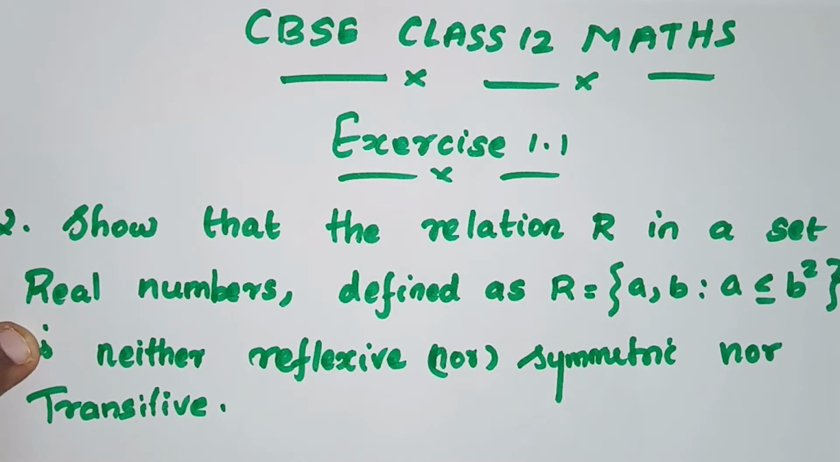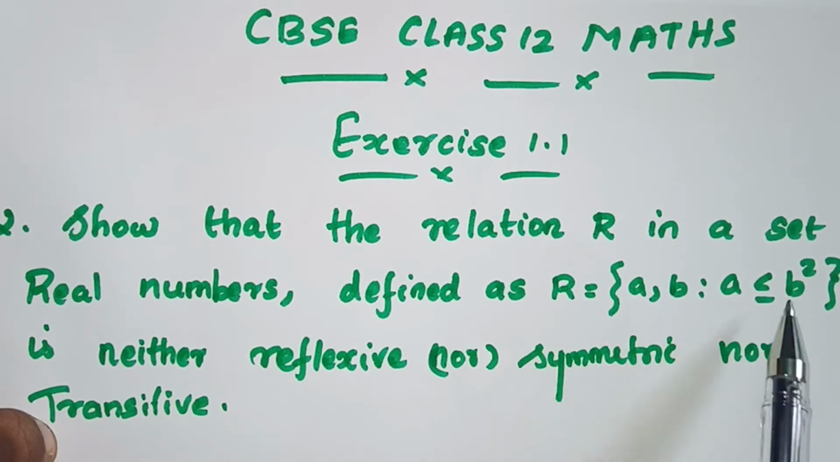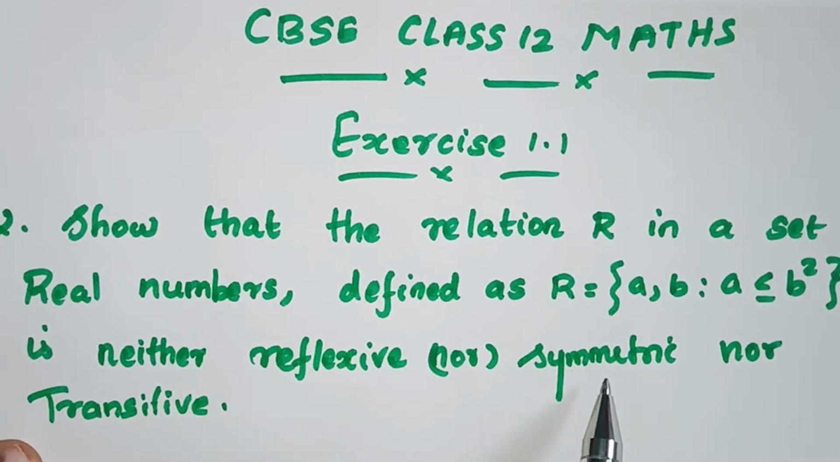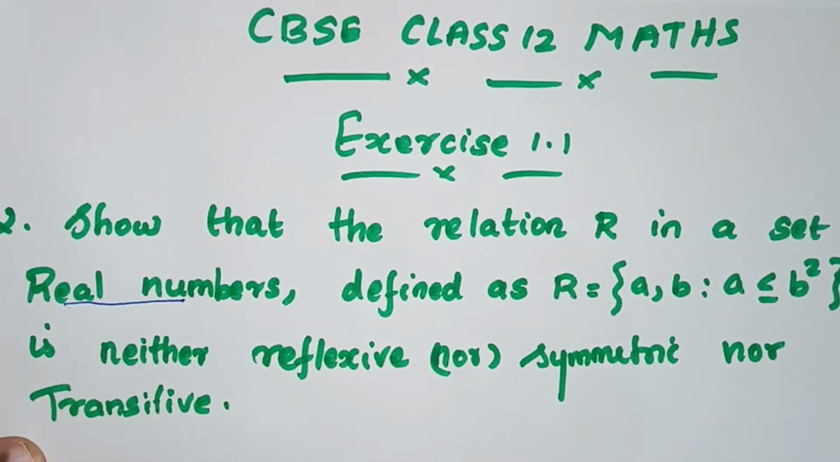Show that the relation R in the set of real numbers, defined as R = {(a, b): a ≤ b²}, is neither reflexive nor symmetric nor transitive. So the given set is the real numbers. First we need to know what is meant by real numbers. Real numbers means all the integers, rational numbers and irrational numbers are called real numbers.